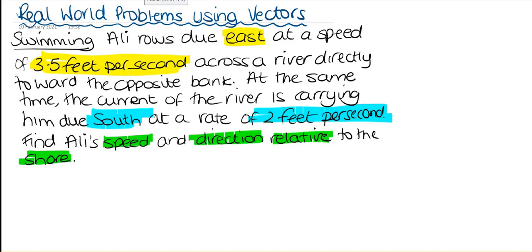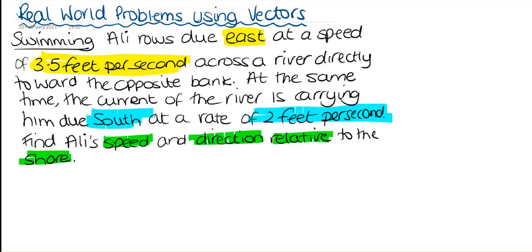Okay, so a real world problem using vectors, swimming. Ali rows due east at a speed of 3.5 feet per second across a river directly towards the opposite bank. At the same time, the current of the river is carrying him due south at a rate of 2 feet per second. Find Ali's speed and direction relative to the shore.